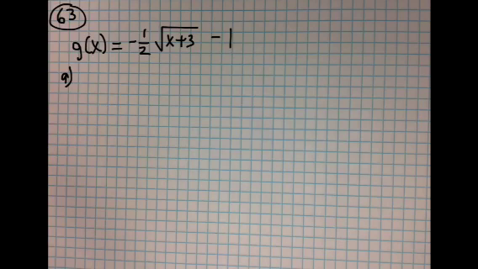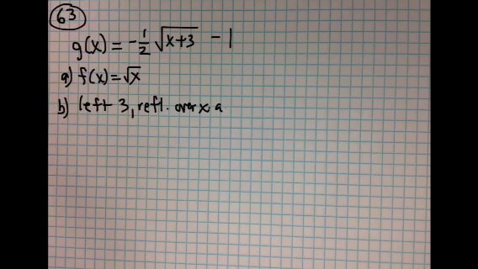Okay, for 63, the parent function is f of x equals the square root of x. The transformations are left 3 units, reflect over the x-axis, a vertical compression by a factor of a half, and down 1.